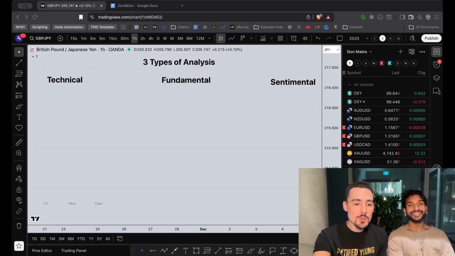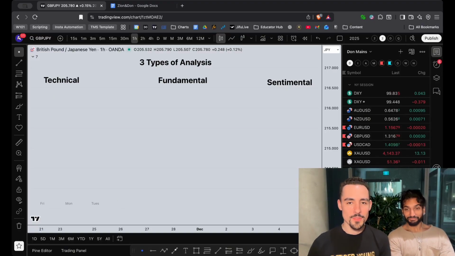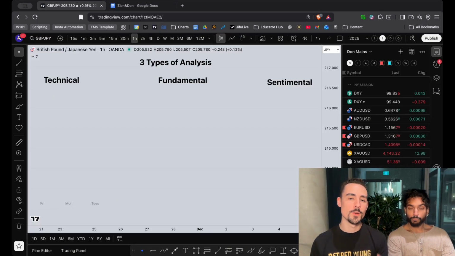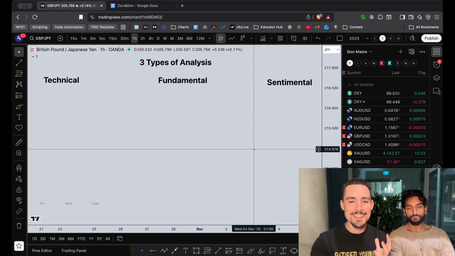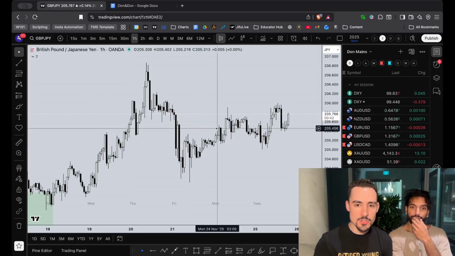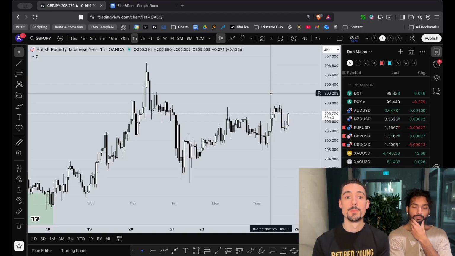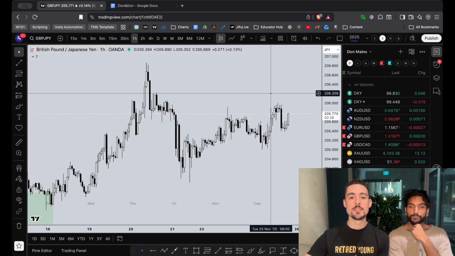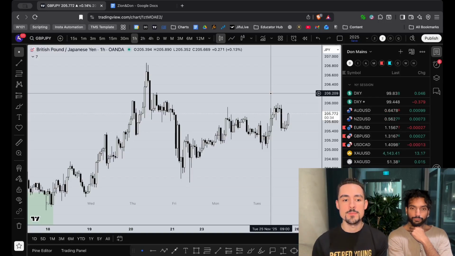Three types of analysis are on screen. You have technical, fundamental, and sentimental. So technical analysis is all about you looking at the chart and being able to analyze, okay, cool, we're in a bullish environment, we're in a bullish trend, market is likely to continue trading higher, and then you make a decision based on entry criteria, whatever the case may be. But technical analysis is solely on the charts.